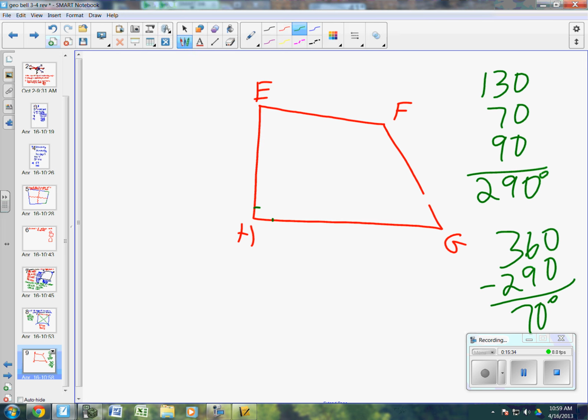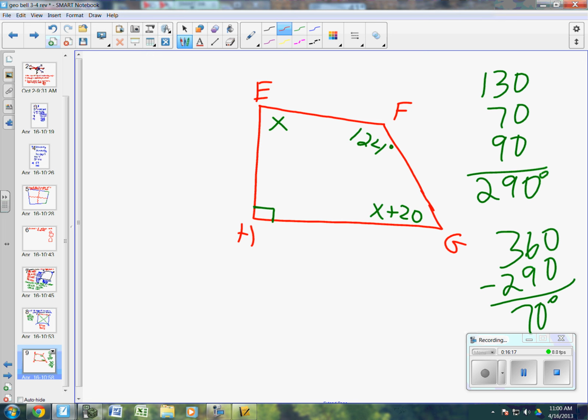Okay, the next one says, if measure of angle E equals X, measure of angle F is 124 degrees, and measure of angle G is X plus 20, find the measure of angle G again. Well, how do you find what X is? Whenever you have an X, what do you have to write? An equation. Everybody write that down. Whenever you have an X, you have to write an equation, because we've got to solve it.